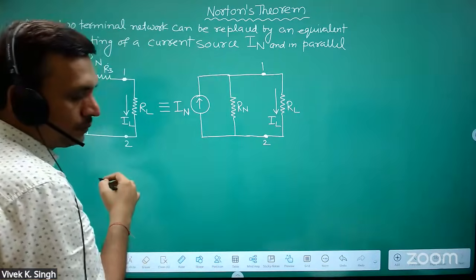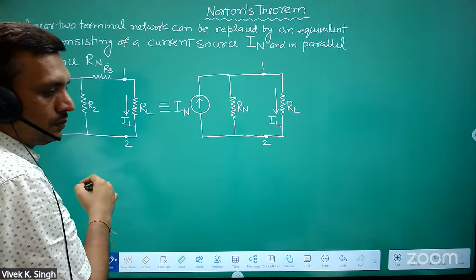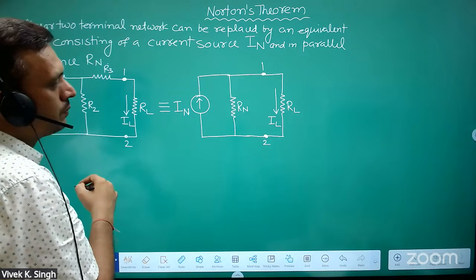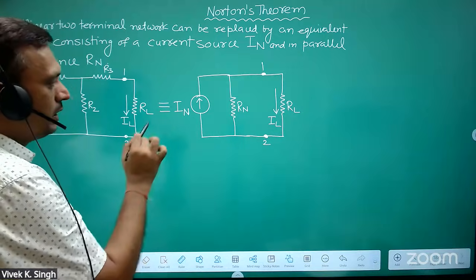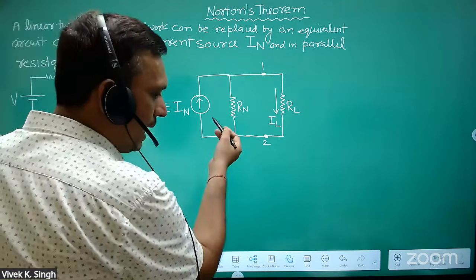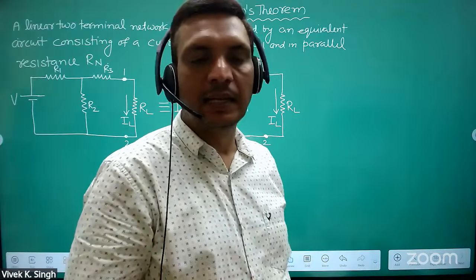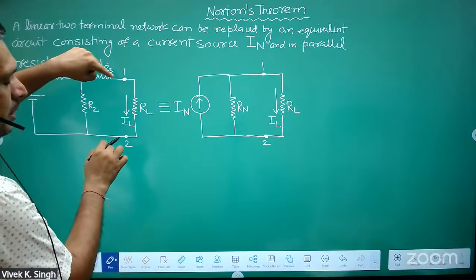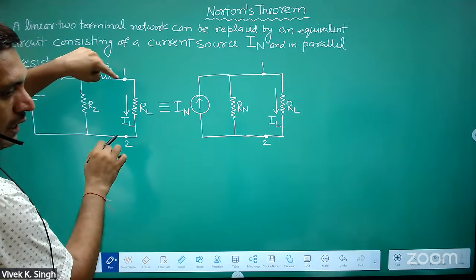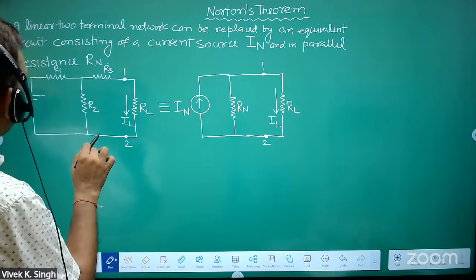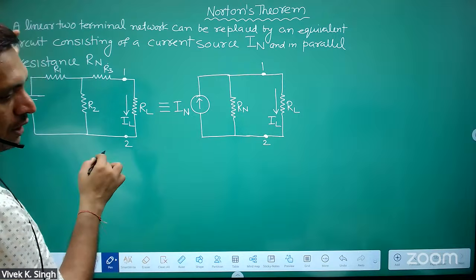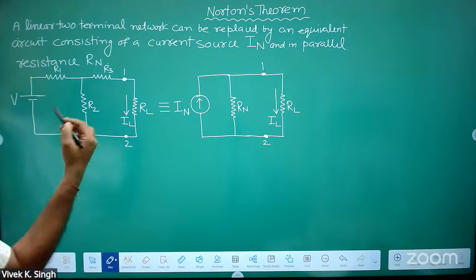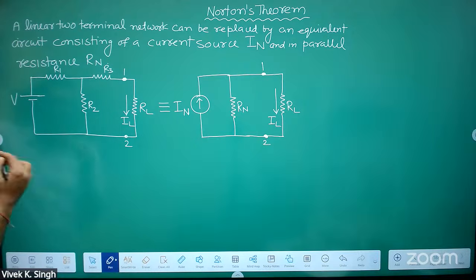Is it clear? Yes, sir, RN is the equivalent resistance. Yes, just like RTH, RN is the same as RTH. It means you have to find the equivalent resistance between terminals 1 and 2 by turning off the independent sources. So RN and RTH are the same.